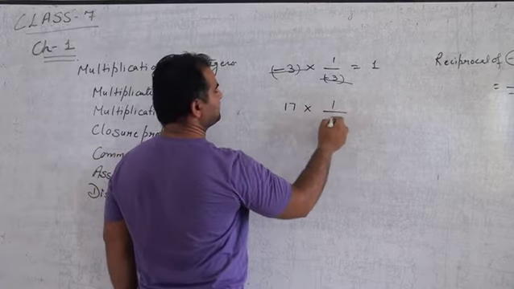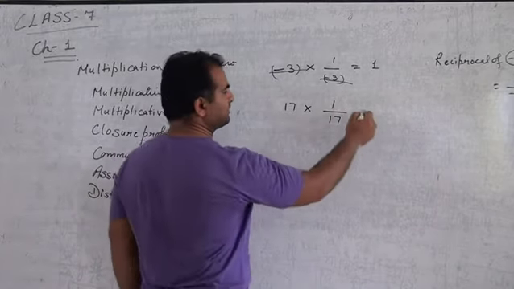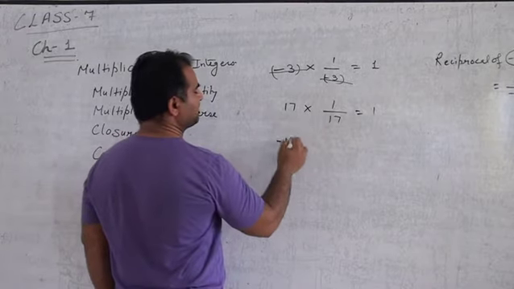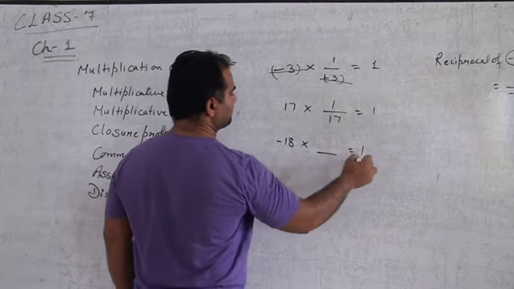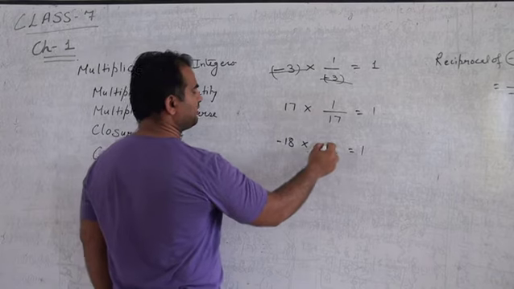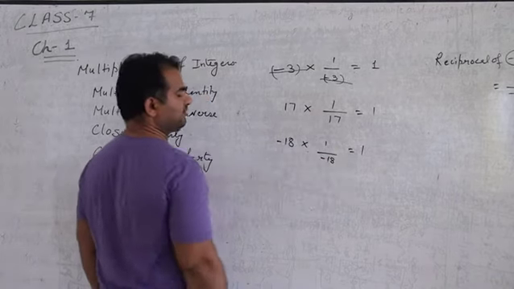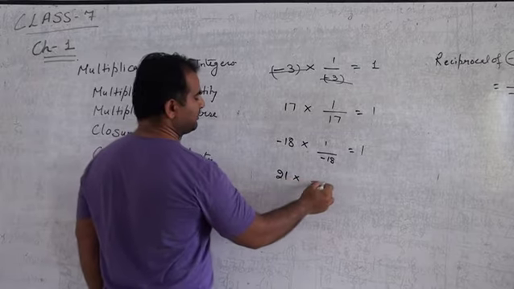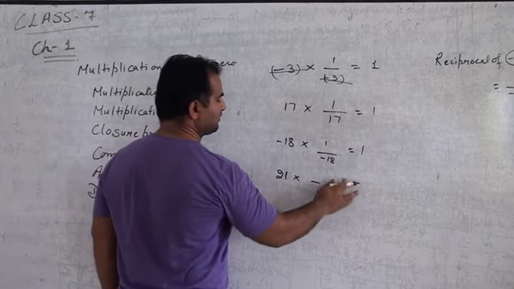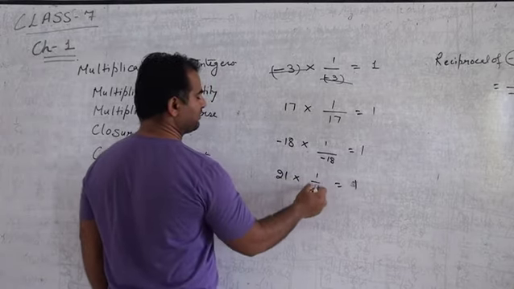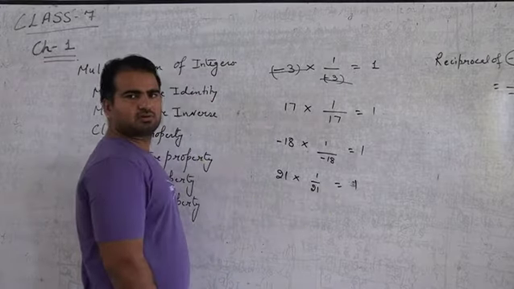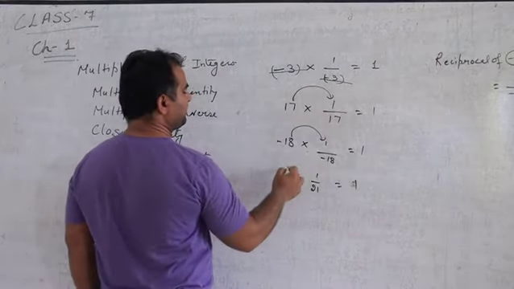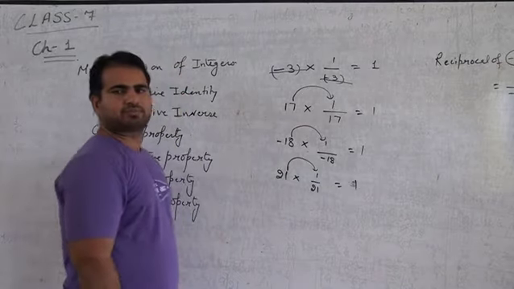What is the multiplicative inverse of 17? It is 1 upon 17, and the answer will be 1. What is the multiplicative inverse of minus 18? It will be 1 upon minus 18. What is the multiplicative inverse of 21? It will be 1 upon 21. So they are multiplicative inverses of each other.